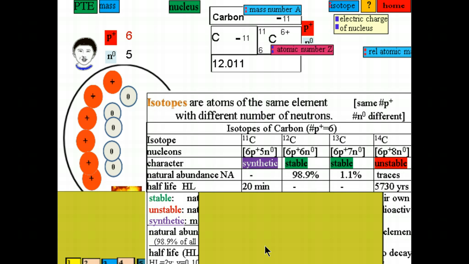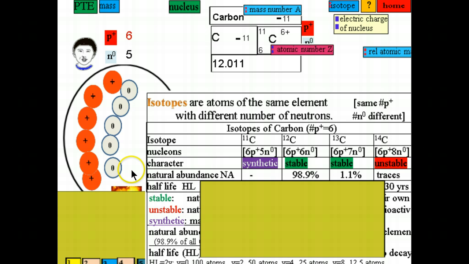The isotope C-11 or carbon-11 is produced in a laboratory. That's why it's called synthetic. You don't find that in nature. You have to have nuclear physicists creating that in the laboratory, and half of all the atoms will fall apart within 20 minutes. That is called half-life time.